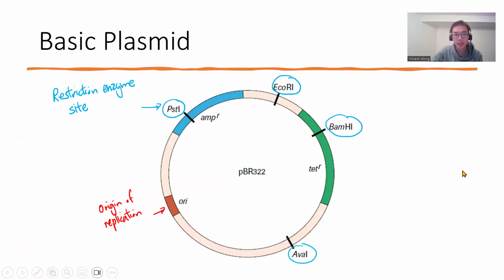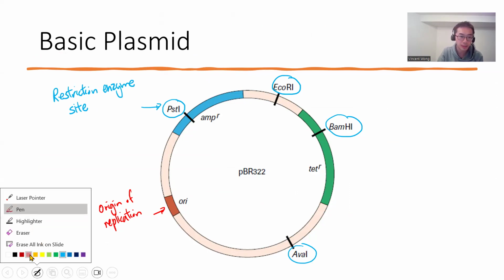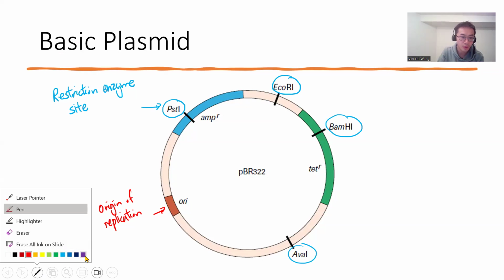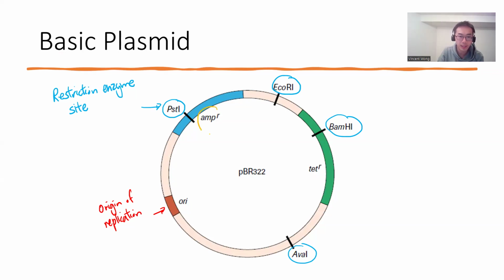There we go. Okay, what about these things here? What about, just looking for the right color here. What about that and that? Well, these are called selection markers. Selection marker.